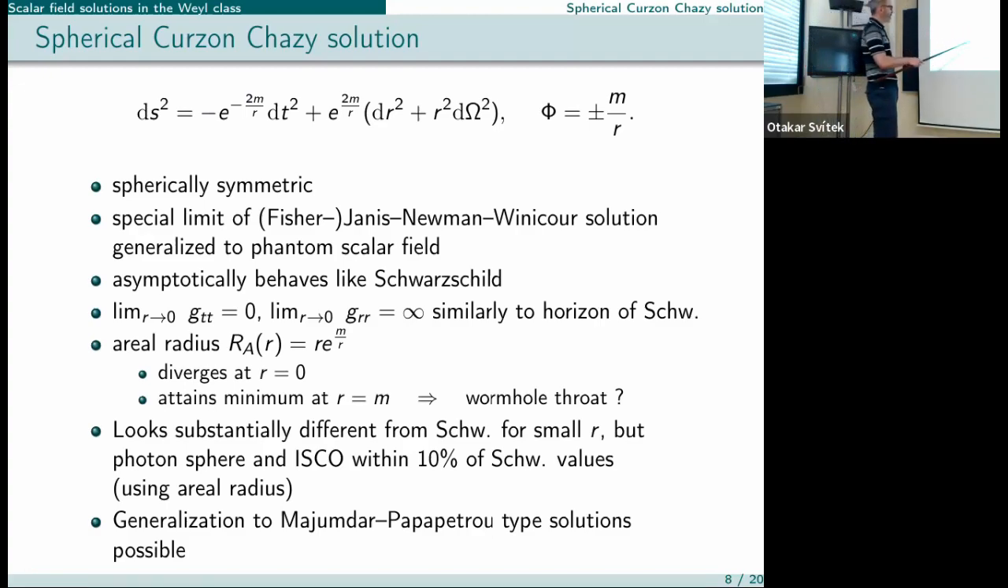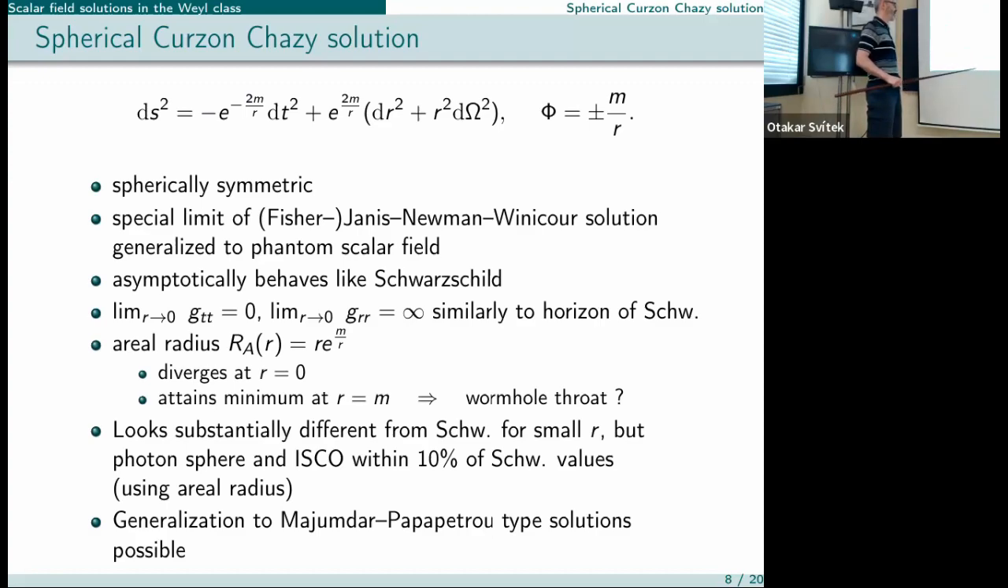So from this discussion, it seems like it looks really different from Schwarzschild, especially for small r. Asymptotically, there is some similarity to the asymptotic behavior of Schwarzschild, but for small r it does not.